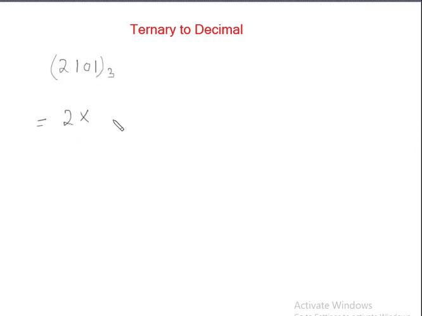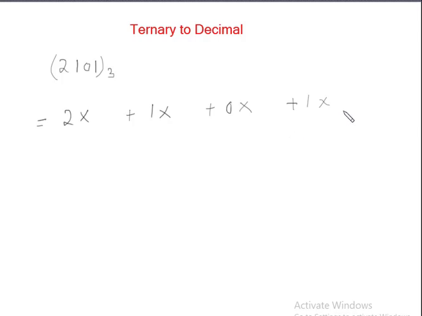I do it this way. Here I will have to put something, plus 1 into, I always leave some space, plus 0 into, plus 1 into, something we have to write. So what I have to tell you is that we have to identify the place value of each digit.